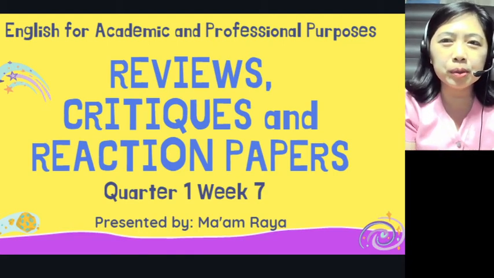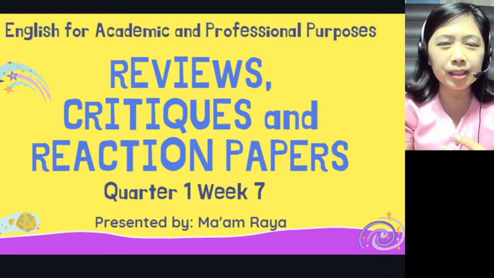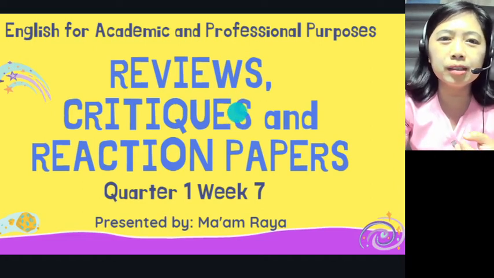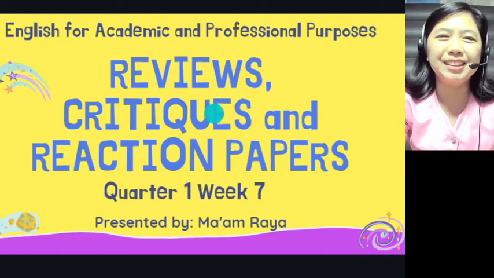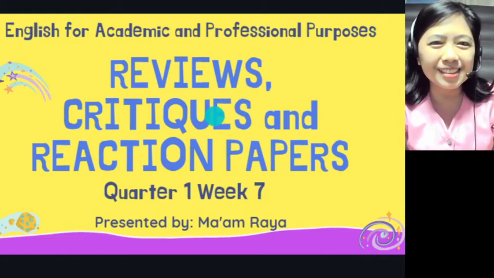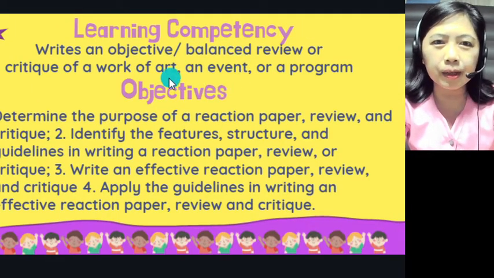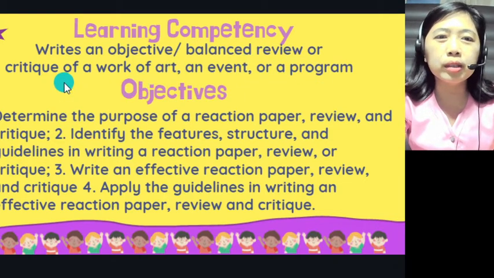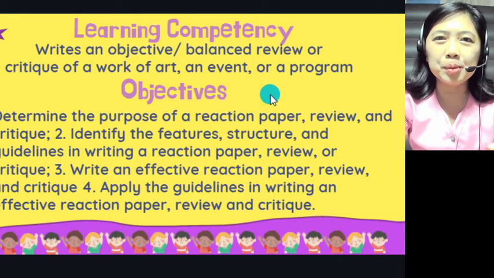From the previous modules, you have learned how to outline text and how to do the critiquing. This time we'll have more ways on how to write our reviews, critiques, and reaction papers. Let's get started. We do have our learning competency here: writes an objective or balanced review or critique of a work of art, an event, or a program.